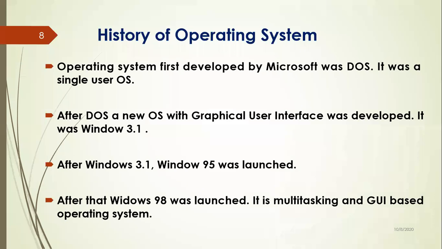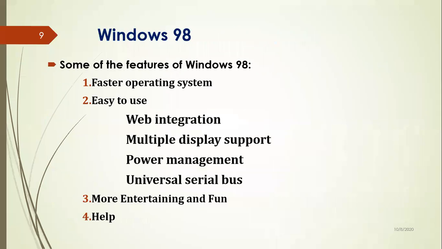Multitasking feature started in Windows 98. Now some extra features of Windows 98. First, it is a faster operating system as compared to all previous operating systems, that is Windows 3.1, Windows 95, and DOS. It is easy to use since the graphical user interface is provided, so it is easier for the user to use it.